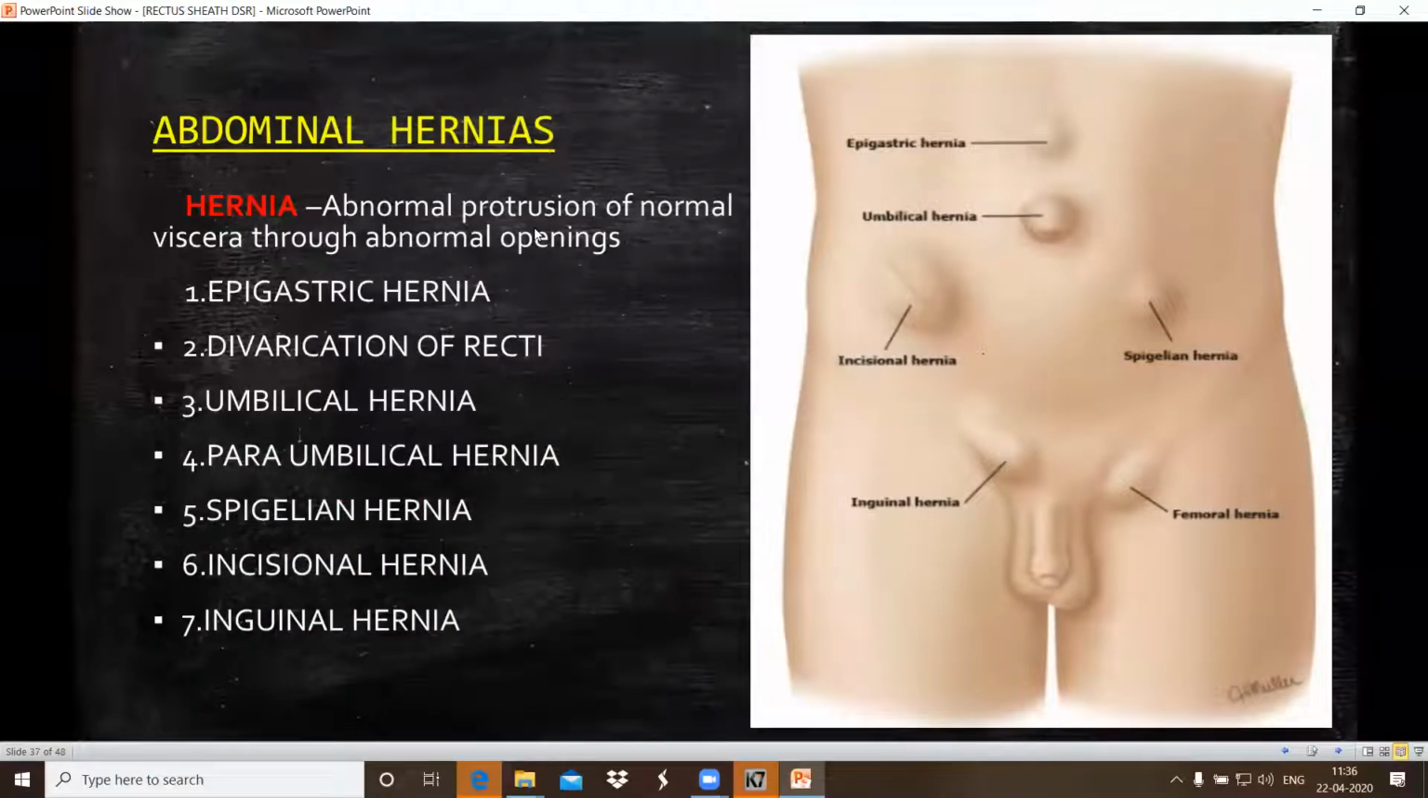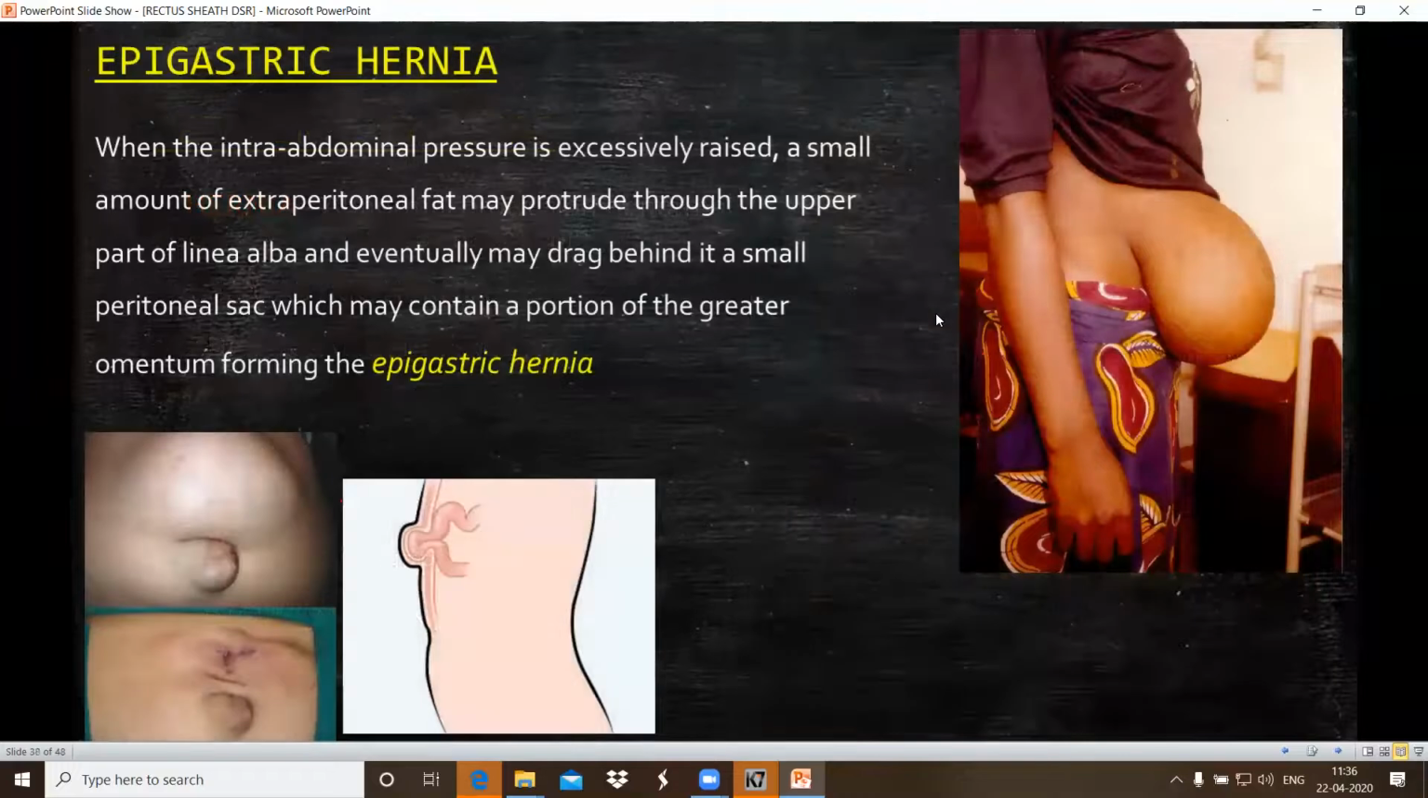Next, coming to the hernias related to this rectus sheath. So what is a hernia? Hernia is abnormal protrusion of normal viscera through abnormal openings. For example, epigastric hernia, umbilical hernia, spigelian hernia, incisional hernia. We will see some. So what is an epigastric hernia?